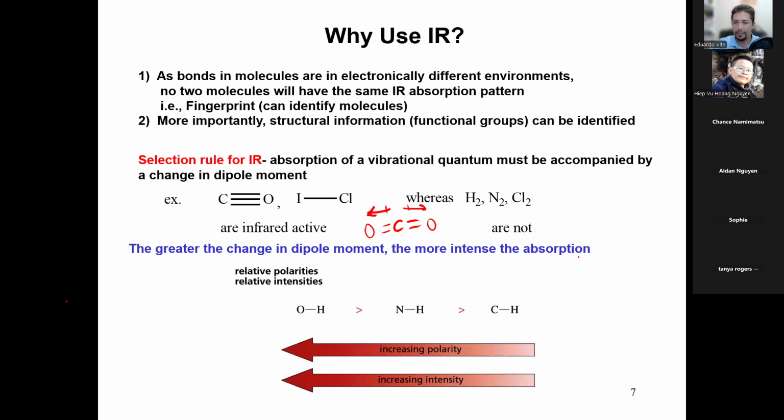And so you can see down here that OH is more polar than NH, NH is more polar than CH, and so the wave number of OH is going to be bigger than the wave number of NH, which is going to be bigger than the wave number of CH. Does that make sense? So any questions about this before I move on to the next slide?